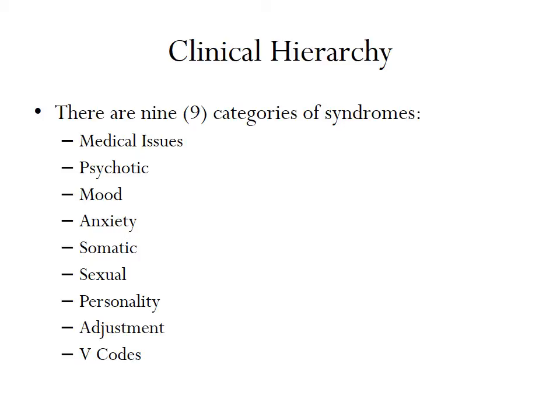In other words, a client's mood disorder may be predicated on somatic symptoms, sexual or intimacy related issues, adjustment issues, and other V codes. So addressing clients at the mood level subsumes all of these other levels. By treating the one, we're able to treat all the others as well. This is the definition of a parsimonious approach.